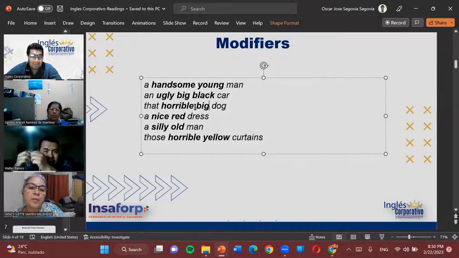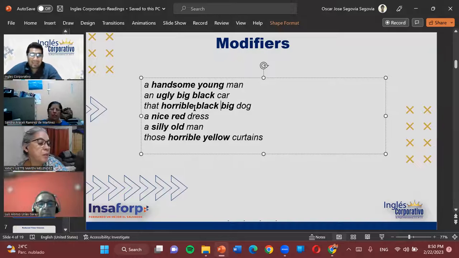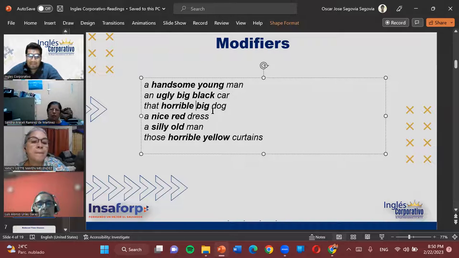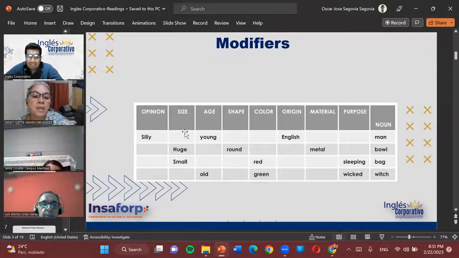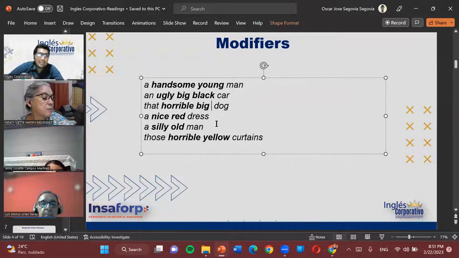After horrible? After big. Okay, let's try: horrible after black, big. Black big dog. After shape? It's after shape. So in this case, it will be after size. Because big is size. So after size, we will have to add the color. So it will be big, horrible, big black dog.